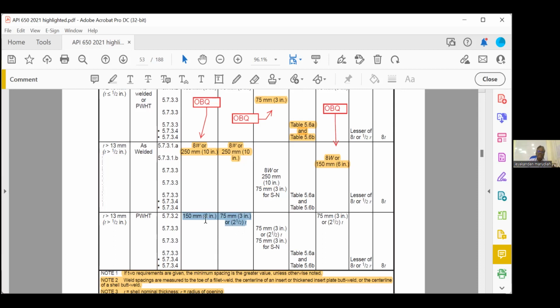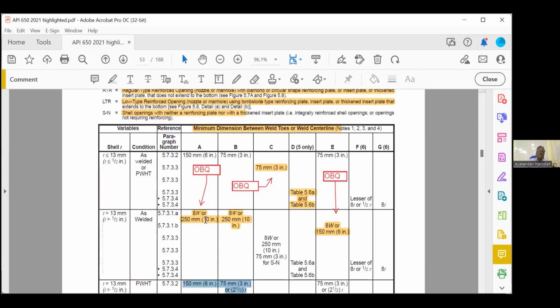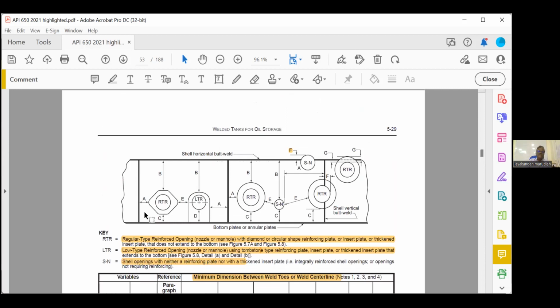Yes, sir. A will be 6 inches. Okay, so what is the A? A means the distance between the vertical weld and the reinforcement plate. You can see on this side also, A is between the reinforcement and the vertical weld. Anywhere between reinforcement and vertical weld, the dimension is A.